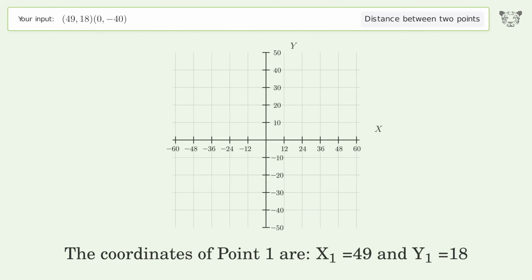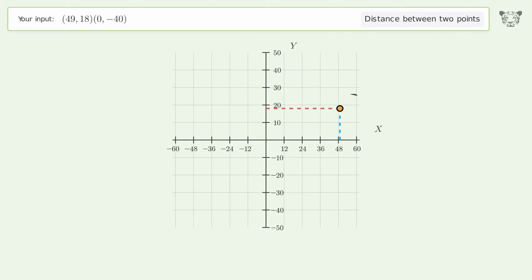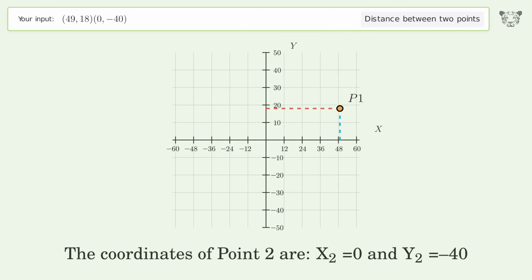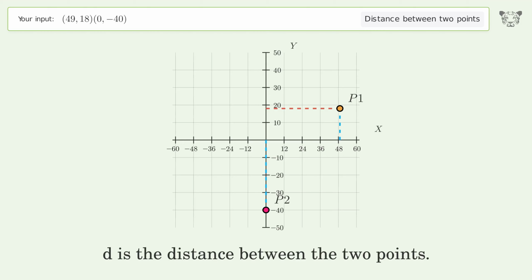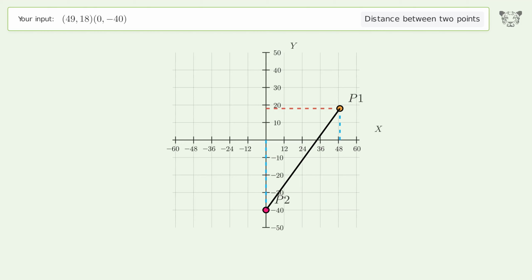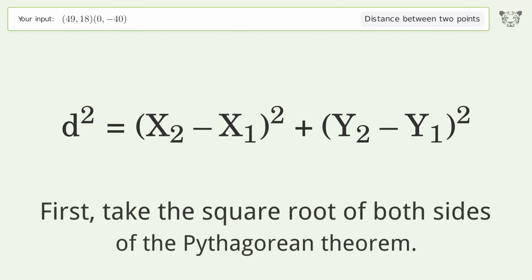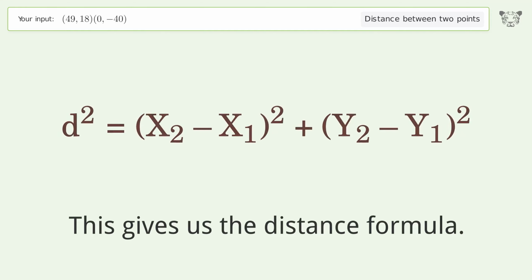The coordinates of point 1 are x1 equals 49 and y1 equals 18. The coordinates of point 2 are x2 equals 0 and y2 equals negative 40. D is the distance between the 2 points. First, take the square root of both sides of the Pythagorean theorem. This gives us the distance formula.